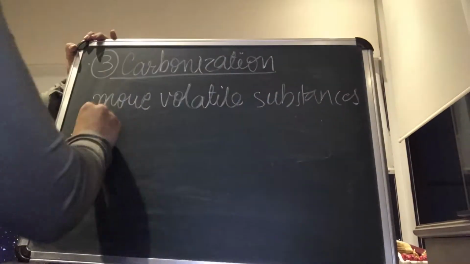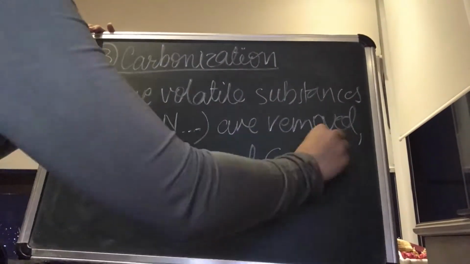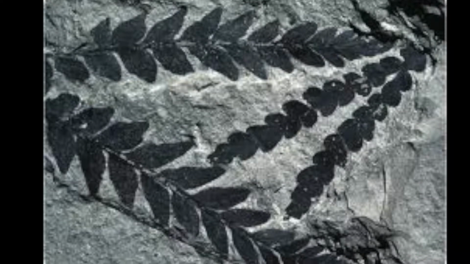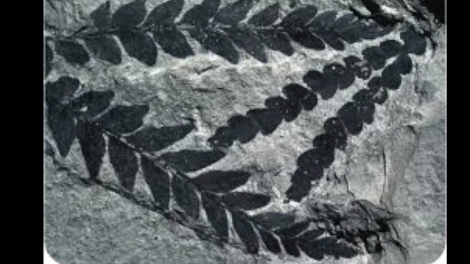Carbonization is the process in which the more volatile substances of the organism, like hydrogen, oxygen, and nitrogen, are removed, leaving behind the carbon. These fossils typically appear as a thin dark film on the rock. This type of preservation is common among plant fossils.